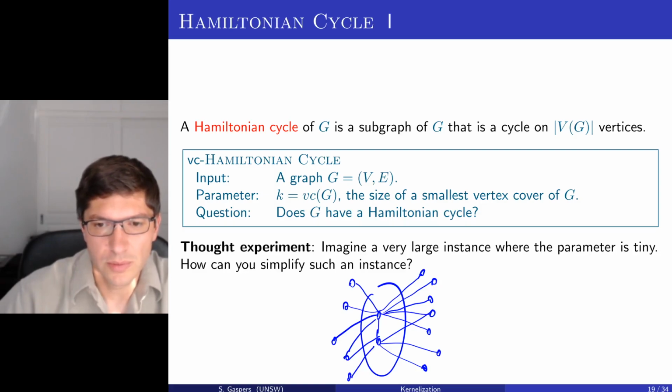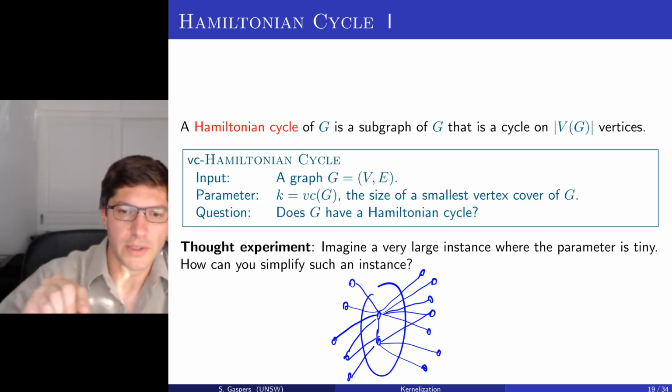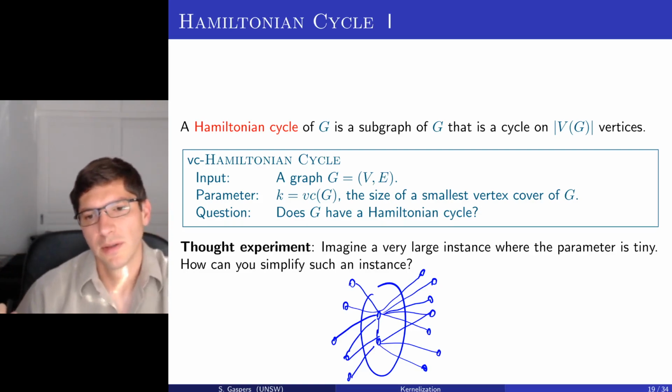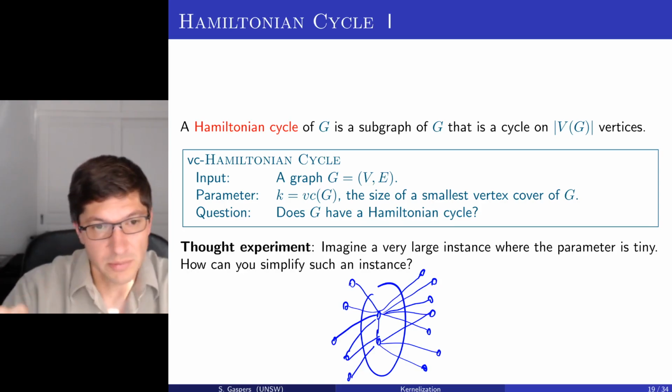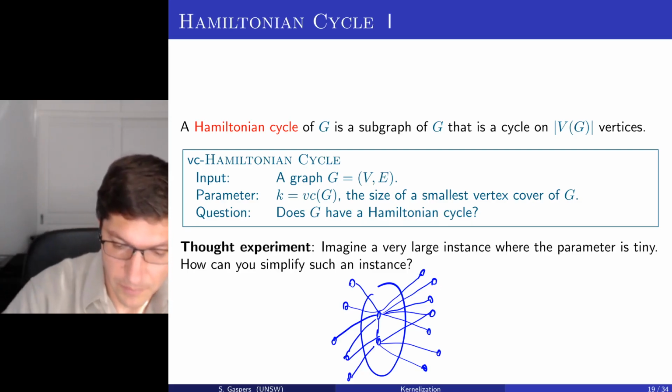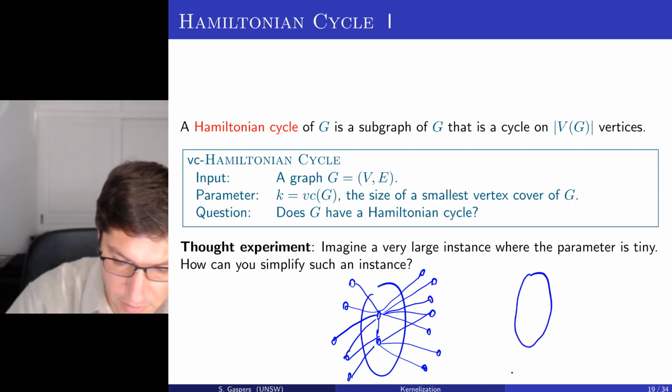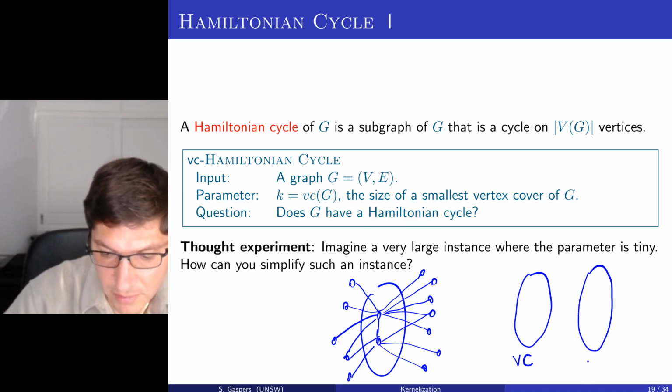Our cycle has to go through each vertex exactly once. But this doesn't seem to be possible for this graph because our cycle needs to have many consecutive vertices that are outside of the vertex cover. And that's not possible because we don't have edges outside of the vertex cover. So, more generally, if we look at the vertex cover, the complement is an independent set.